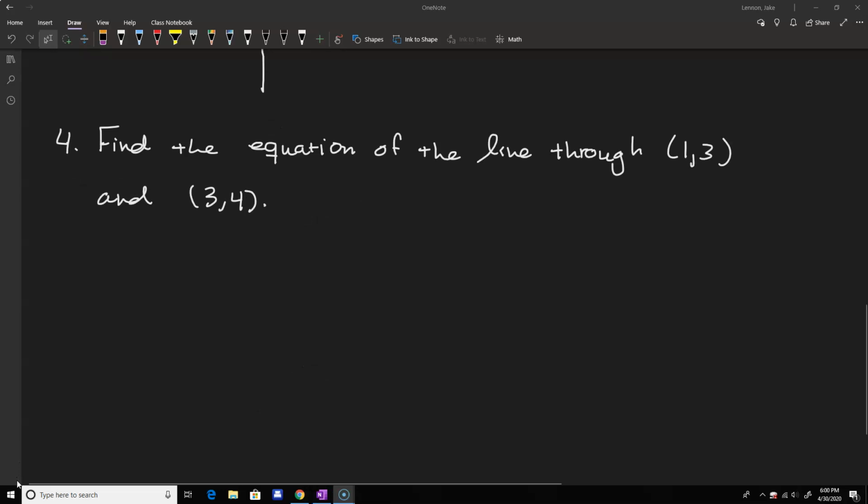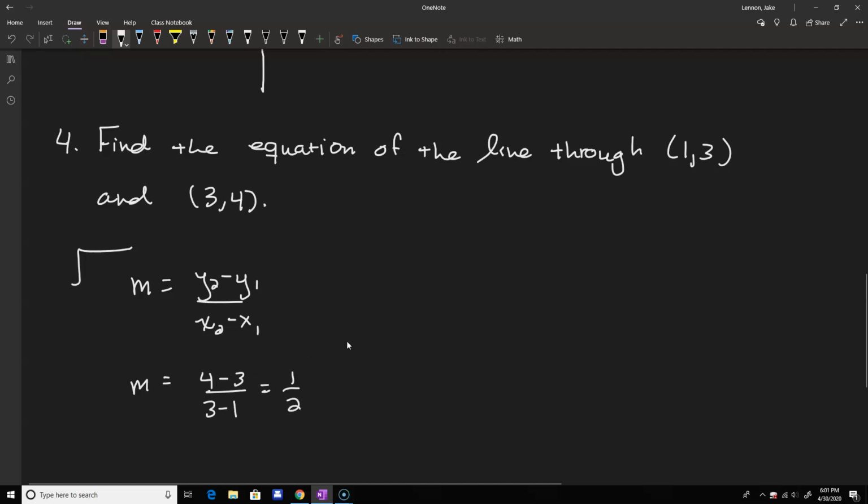For problem number 4, we want to find the equation of a line. So to do this, we first find the slope. So remember, the slope formula is given by y2 minus y1 divided by x2 minus x1. So in this problem, our slope is going to be 4 minus 3 divided by 3 minus 1. So that comes out to 1/2.